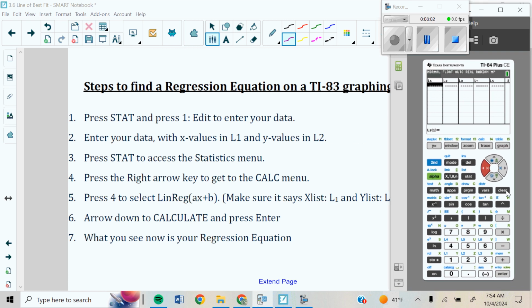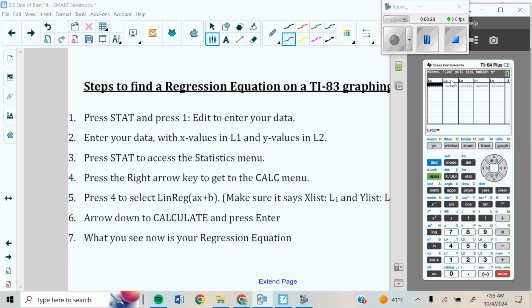So I'm already there. STAT and Edit, so that's 1. This is where we enter our data. We put our X values in list 1 and our Y values in list 2. Now look at the top. If you're missing L1 or L2, just talk to me, and we can reset your calculator, and then we can get list 1 and list 2 back in.